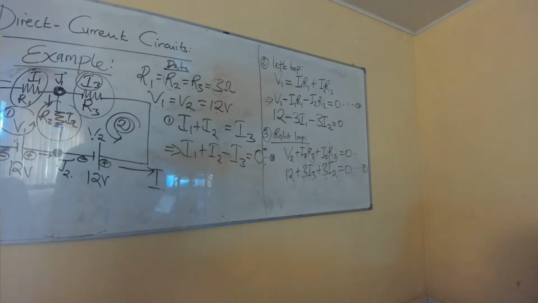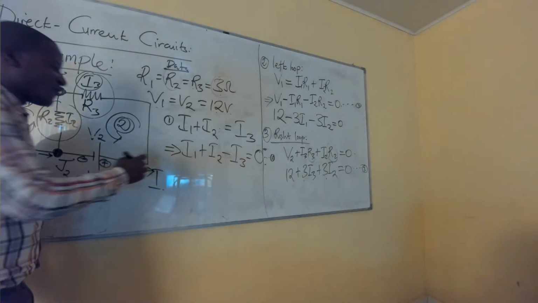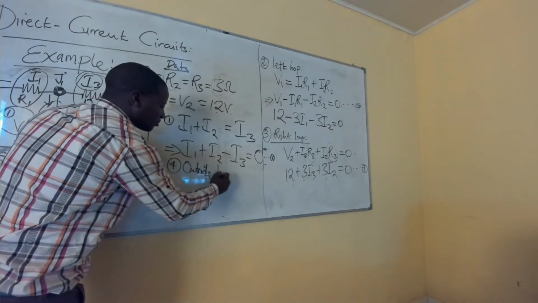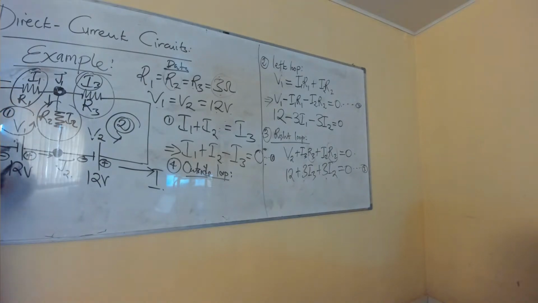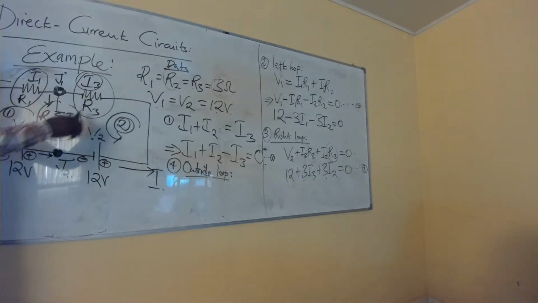Okay, so outside the loop, I want to leave this so that it can be our reference. So I will put it down here as our number 4, which is the outside loop. This outside loop is actually combining this V1, V2, R3, that is I3, R3, then I1, R1 going in this way. We are skipping this part on the last loop like that.